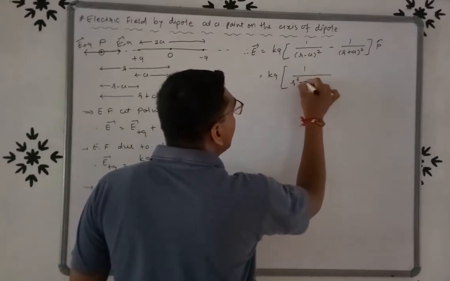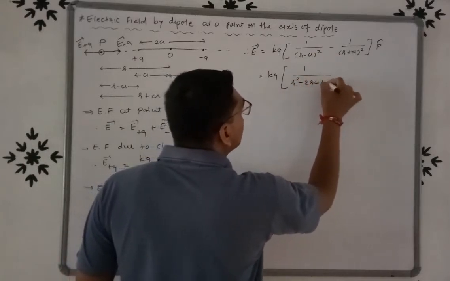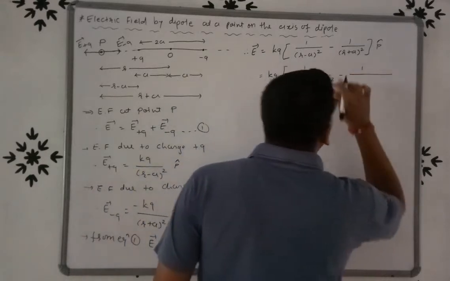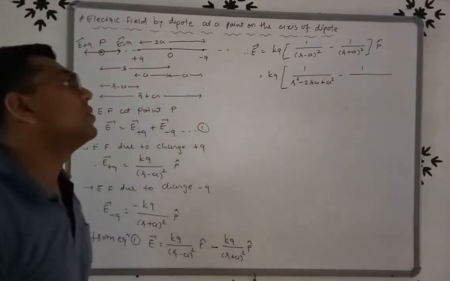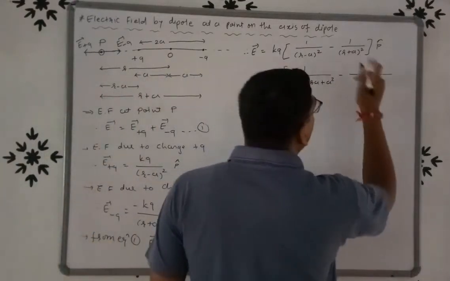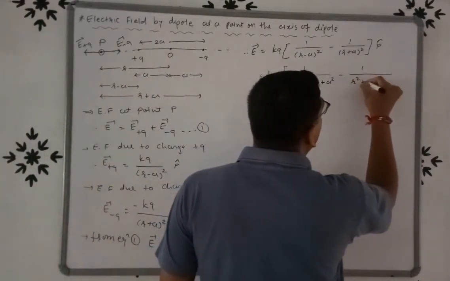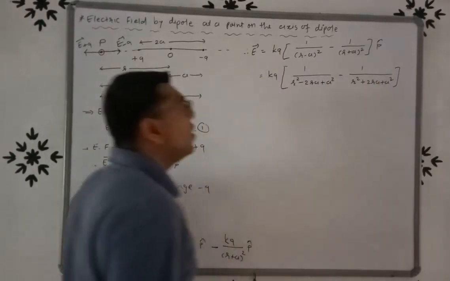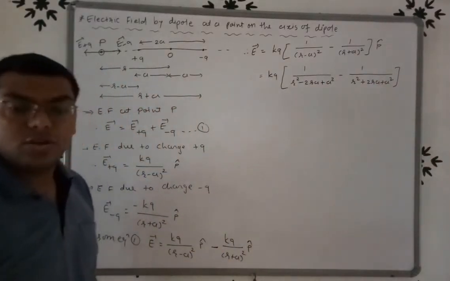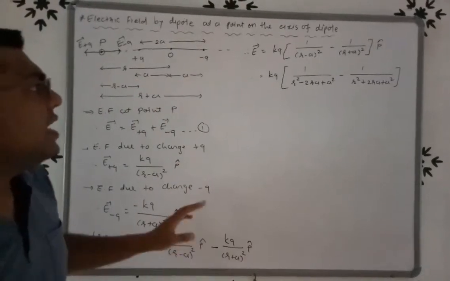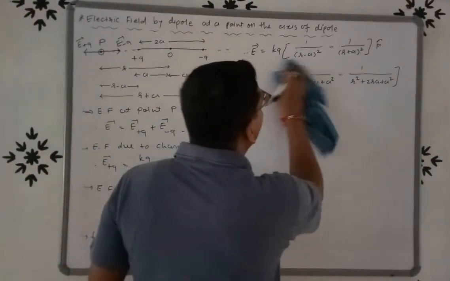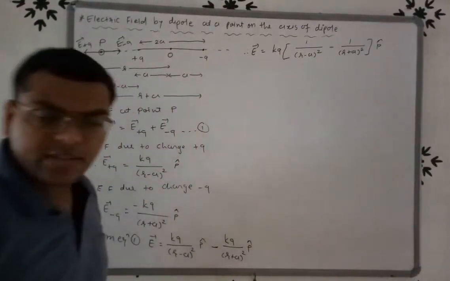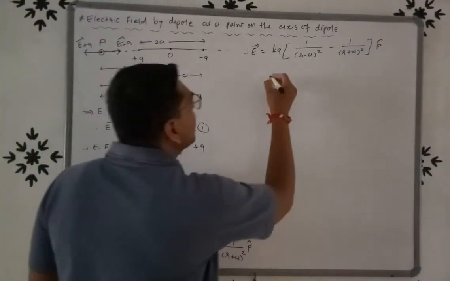So R square minus 2RA plus A square, minus 1 upon here (R plus A) whole square, so R square plus 2RA plus A square. Right? Or you can also prove it like this, here we do it by cross product. So we can easily derive the formula of electric field like this.